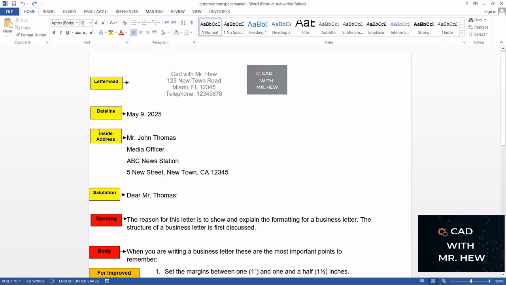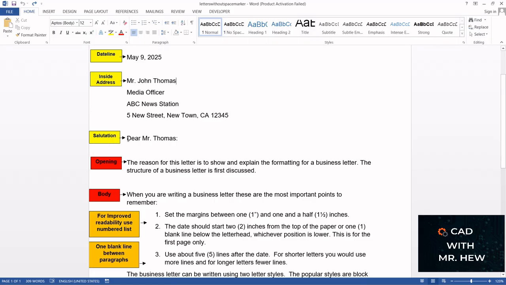Okay. Then we have the inside address. You have the title of the person followed by a full stop. Then we have the first name and last name of the person who is receiving the letter, and also the title of the person, the name of the company that the person works at, the address, and also the town and the zip code.